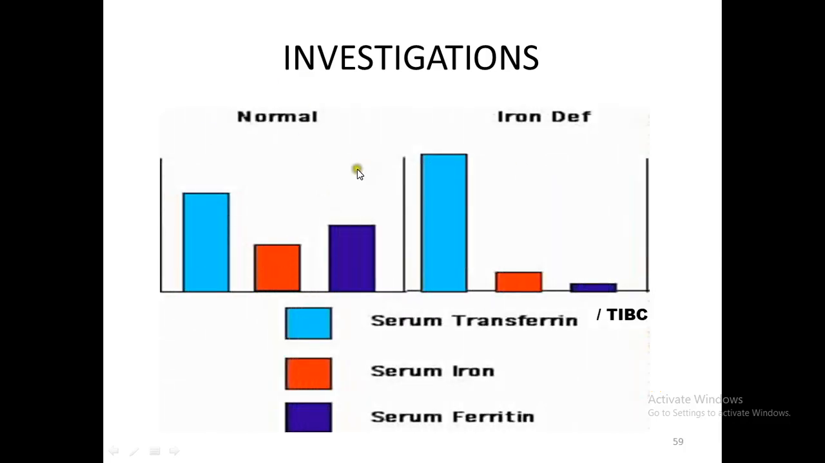One thing to note is there is a paradox. This is a normal picture of serum transferrin, the amount of serum transferrin found in the plasma, and also TIBC, and serum iron and serum ferritin. This is the normal scenario in the blood.